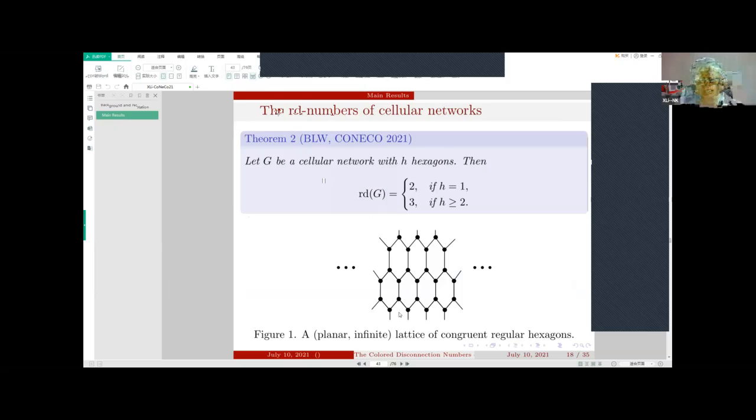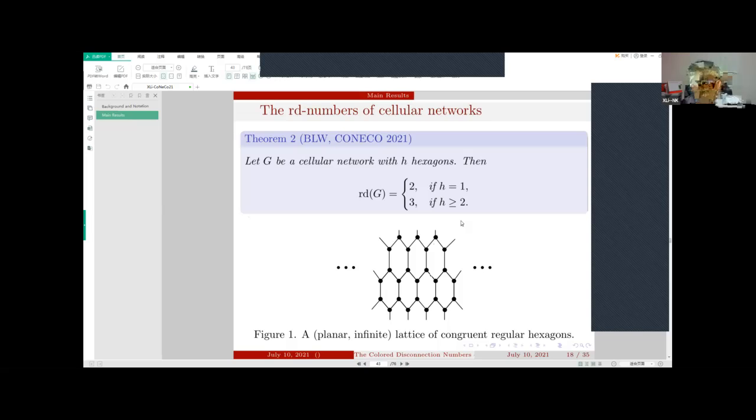So this is a kind of cellular network. So how about the parameter for this network? If you only have one hexagon, this parameter is 2. If you have at least 2 hexagons, the number is 3. So all these things have rainbow disconnection number 3.